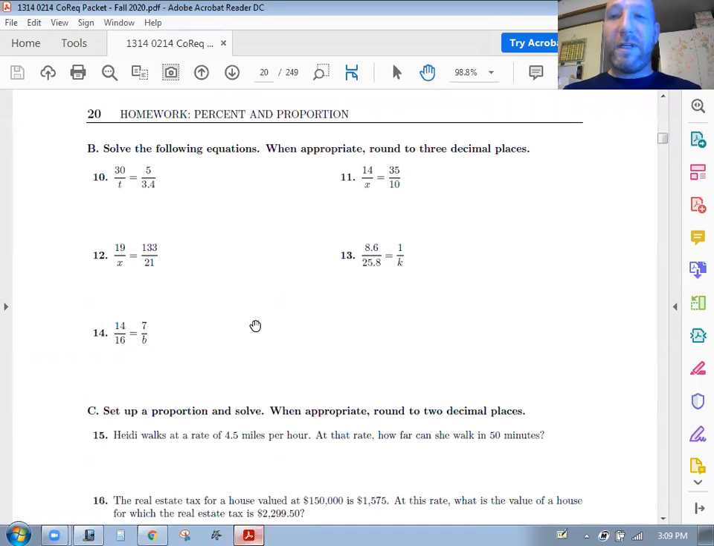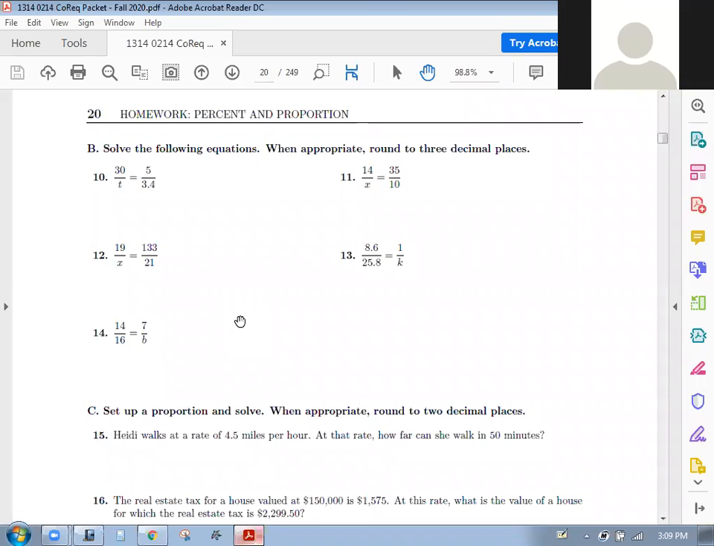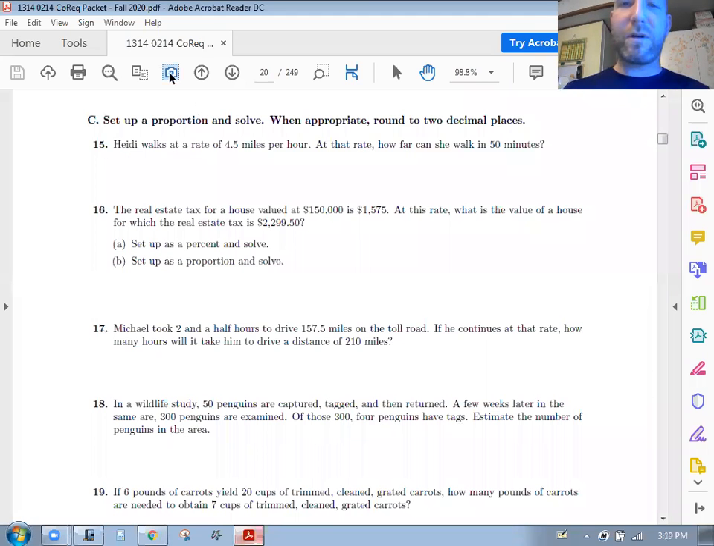All right, I don't think we need to review these here, 10 through 14. Y'all know how to solve these, right? Yes, sir. Okay. Let's work some of these word problems.